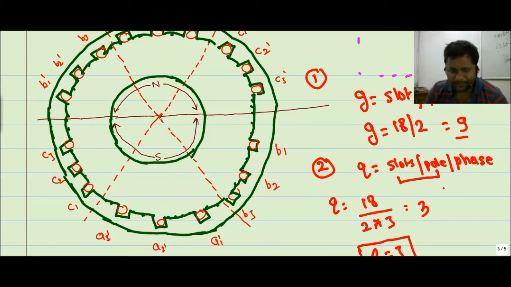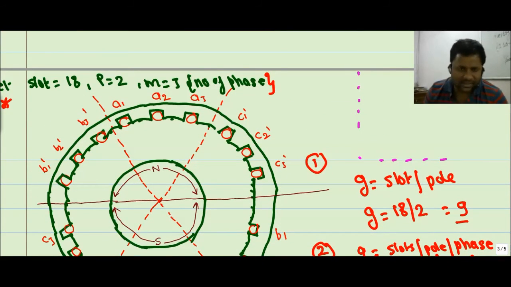slots per pole, let us take this. Slots per pole is basically 9. And per phase, 9 divided by the number of phases equals 3. This is called Q. It has 9 slots per pole, and per phase, the A phase has 3 conductors. This is called Q, and this is called G, slots per pole.